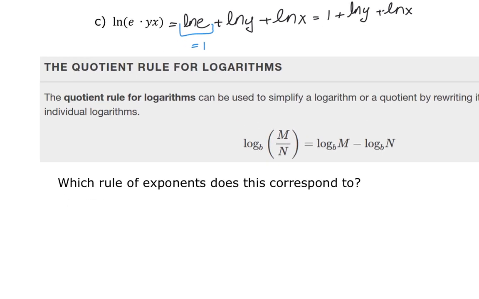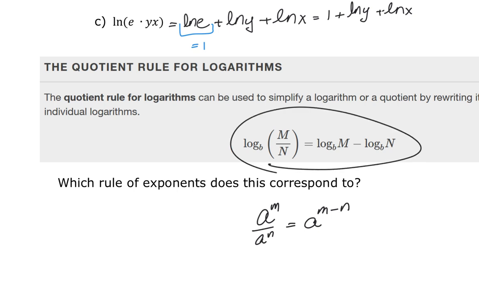The quotient rule for logarithmic expressions is the log base b of m divided by n is the log base b of m minus the log base b of n. And in the land of exponent rules, I have a to the m divided by a to the n. This becomes a to the m minus n. And notice that's what happens here. When I am dividing m and n and I'm taking the log of that, base b, then I can subtract the logs.